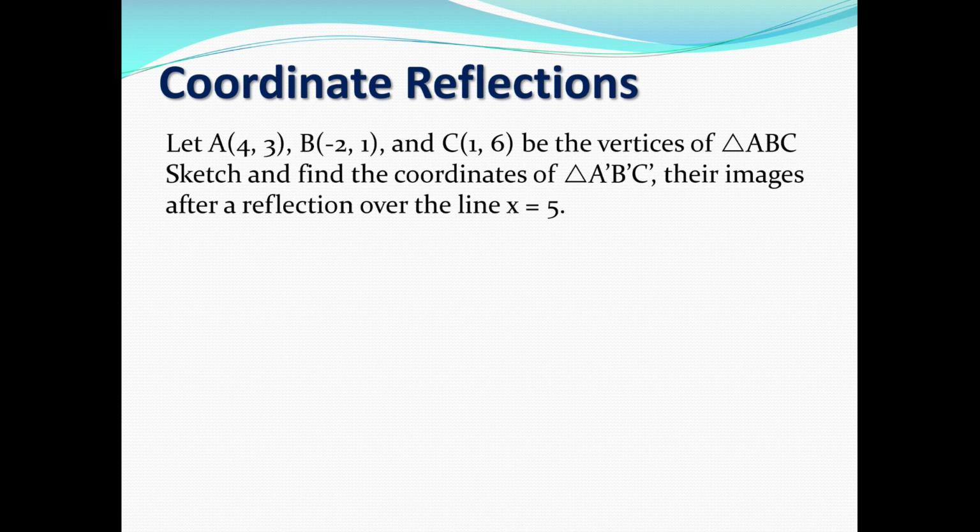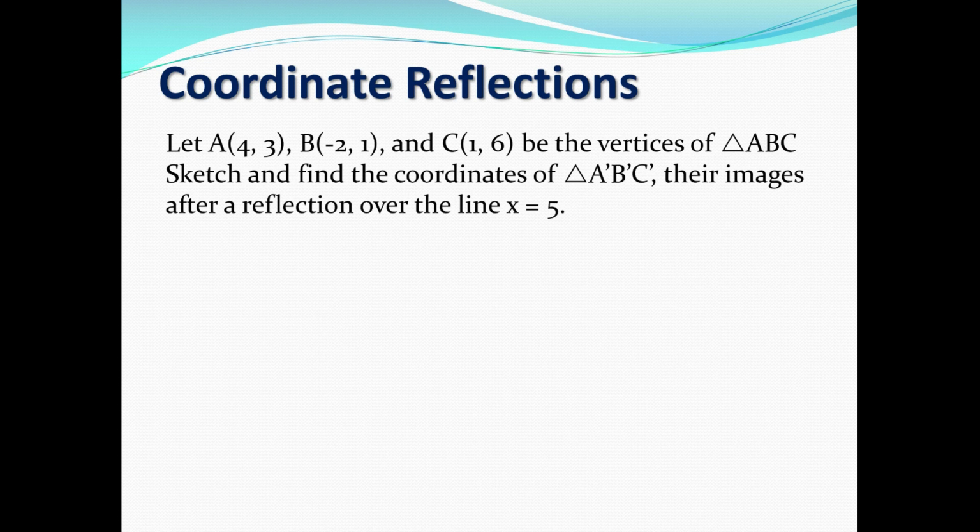In today's lesson, we will be learning about coordinate reflections. And let's get started with the following problem. Let point A be the coordinate (4, 3). Let B have coordinates of (-2, 1). And point C have coordinates of (1, 6). Be the vertices of triangle ABC. Sketch and find the coordinates of triangle A prime, B prime, C prime, their images after reflection over the line x is equal to 5.